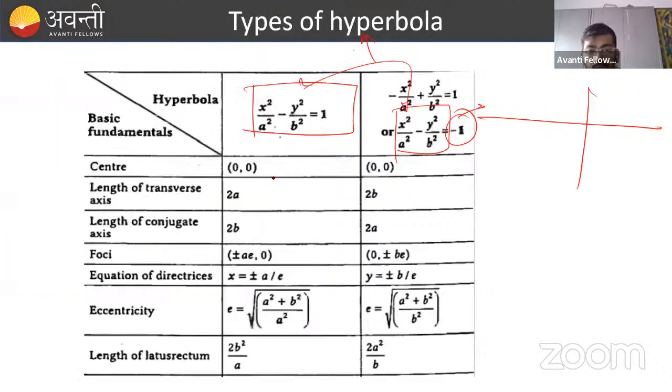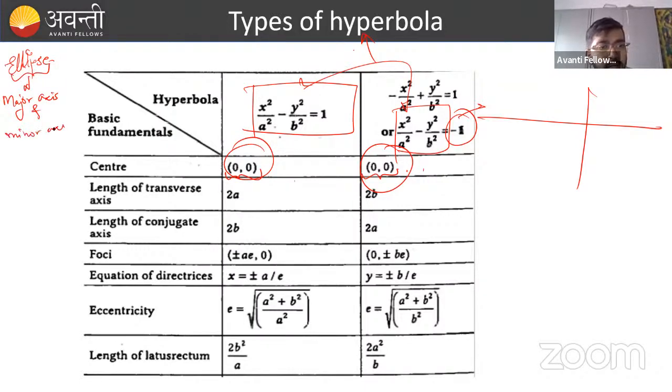So this is 0 comma 0, and 0 comma 0 is the center. In hyperbola, like in the ellipse, where the axes were named major axis and minor axis, if you remember. Though the namings are not very important, since these are fundamentals, let's understand: in hyperbola, these axes are named as transverse axis and conjugate axis.